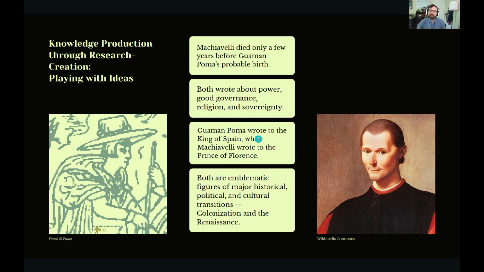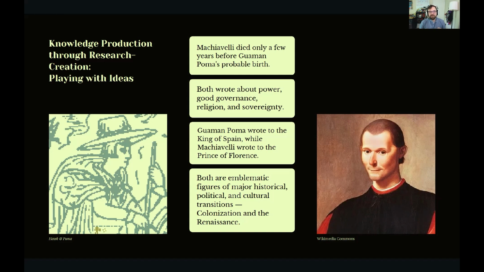For example, Machiavelli died only a few years before Guaman's probable birth. So at least that's fascinating. Okay, that's curious. But then, when we put those works together, both wrote about power, governance, religion, and sovereignty, The New Chronicle and Good Government and The Prince, right? Guaman Poma wrote his work to King Philip III of Spain, while Machiavelli wrote The Prince to Lorenzo de Medici, the Prince of Florence. So both are writing to the crown, to nobility.